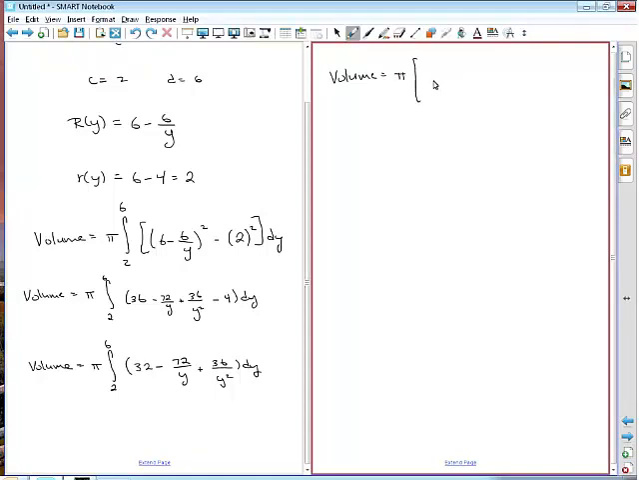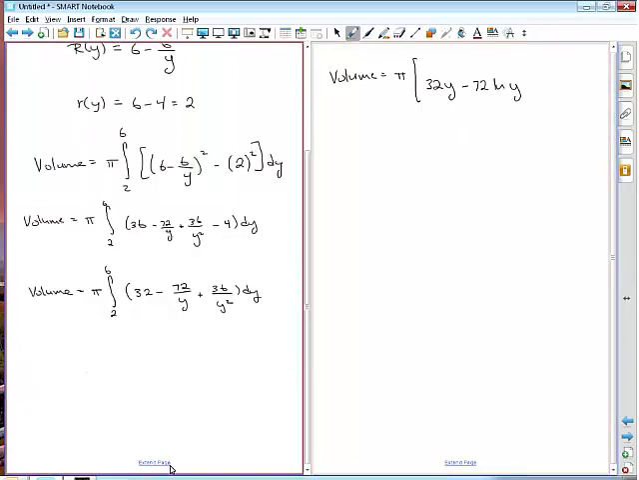We integrate each term separately, so we get 32y. And if you integrate this, it will be the natural log. So we'll have negative 72 times the natural log of y. And here we'll have y to the minus 2. So let me just do this separately, this bit right here. If you integrate 36 over y squared dy, that's the same as 36 times the integral of y to the minus 2 dy.